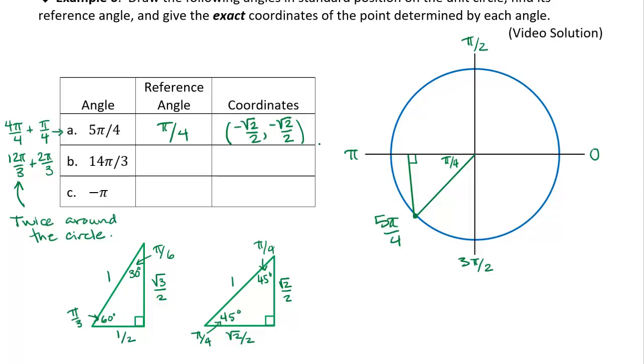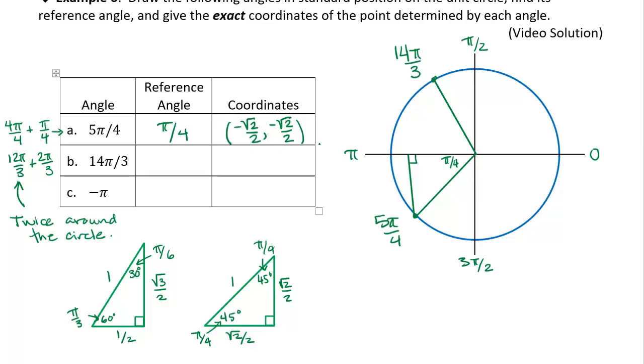Now, 2 pi over 3, that's if I had 3 pi over 3, that would be pi. So I am pi over 3 shy of coming back around to that quadrant angle. All right. So this angle here is 14 pi over 3.